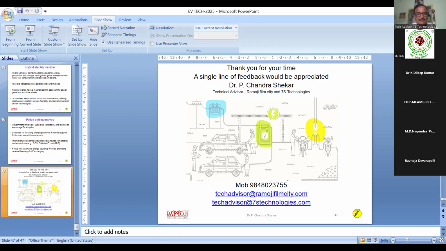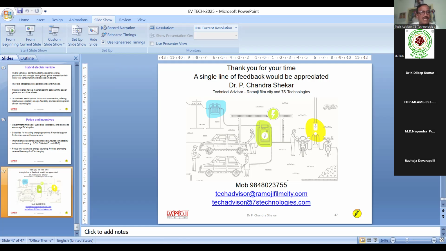Thank you, sir. One more thing, sir. You have mentioned international standards, CHAdeMO and GB/T and CCS. What are the major differences between these three standards and which one is most applicable under the Indian scenario?